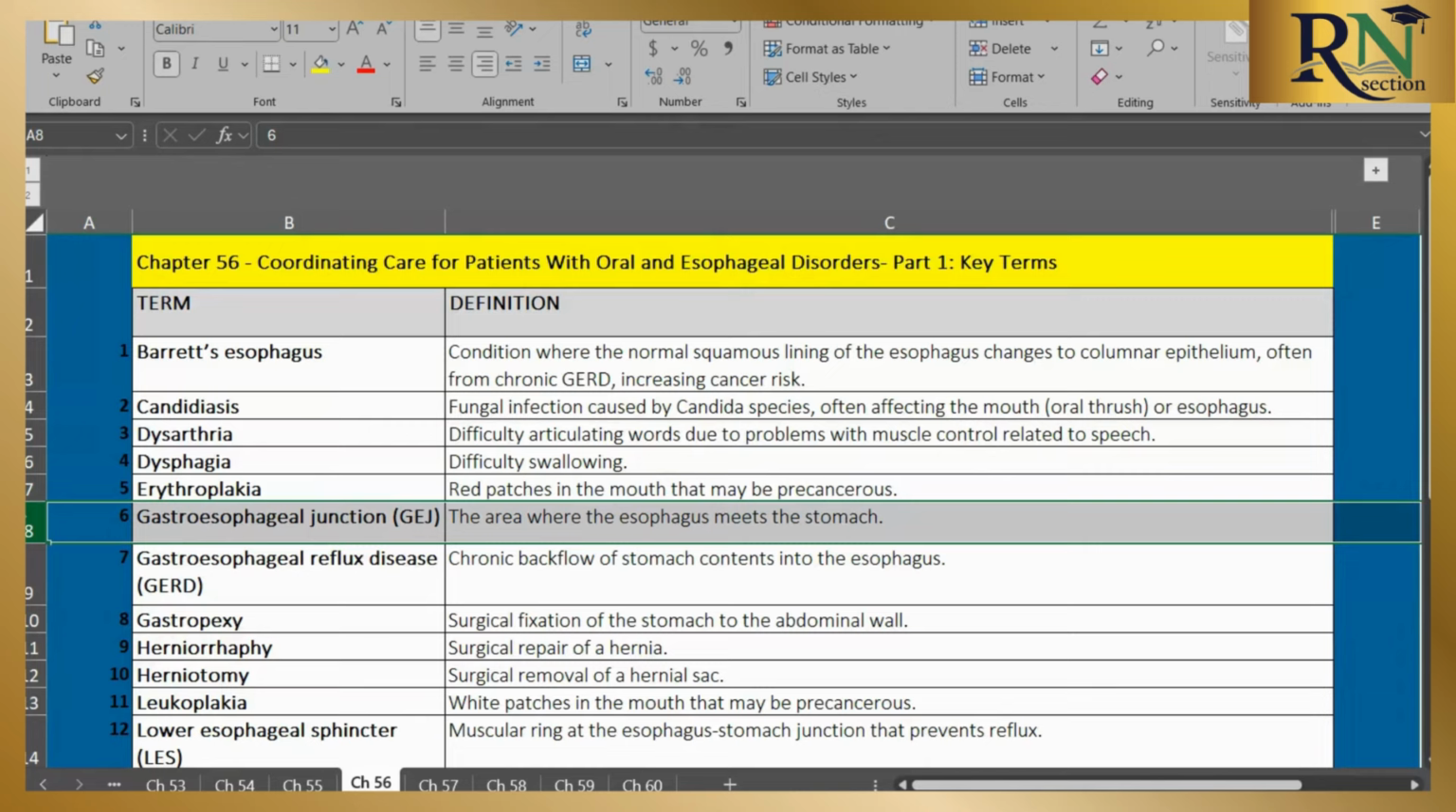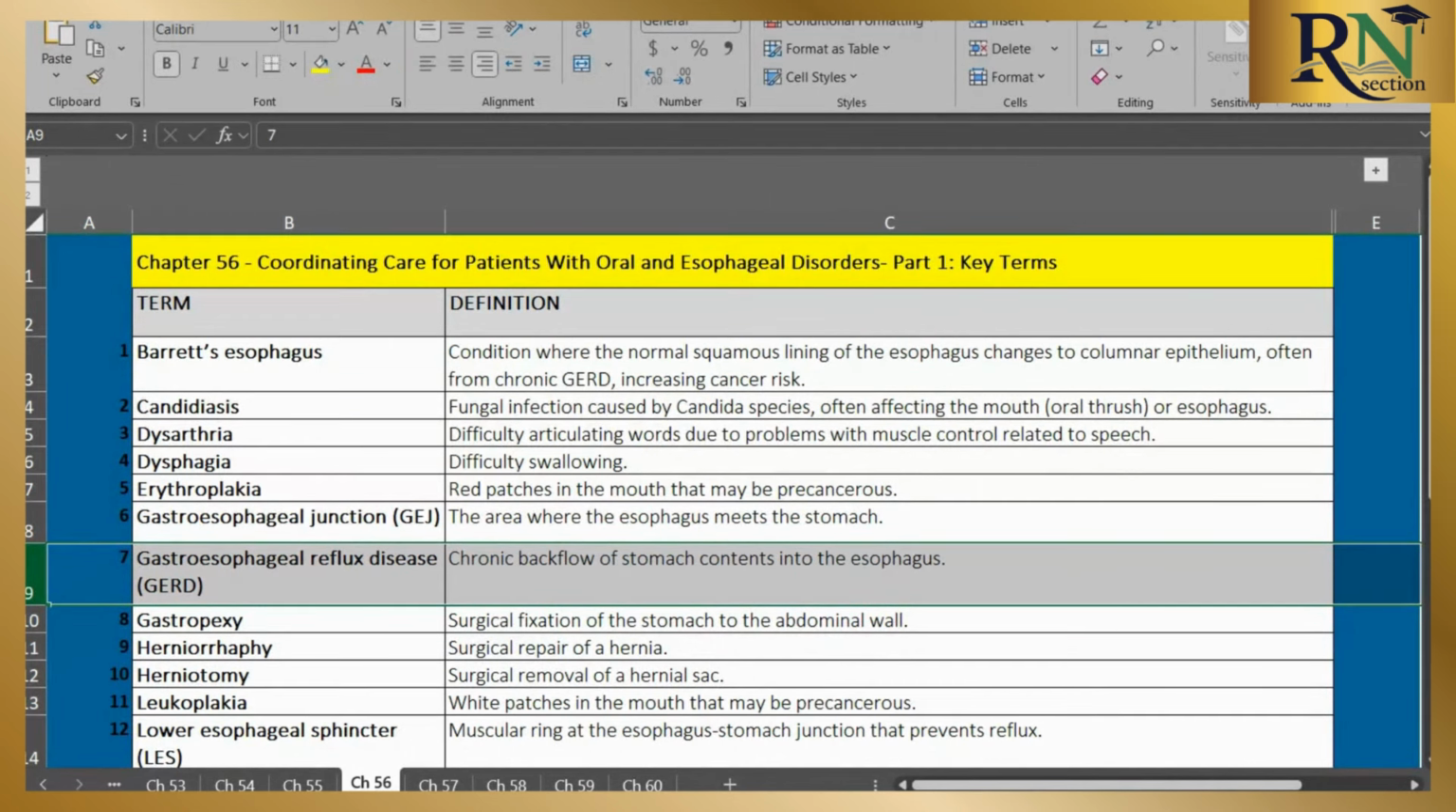Gastroesophageal junction, the area where the esophagus meets the stomach. So think about junction, it's like a meeting point. And keep in mind, it's an important spot where the reflux happens. I will show you a picture about it.